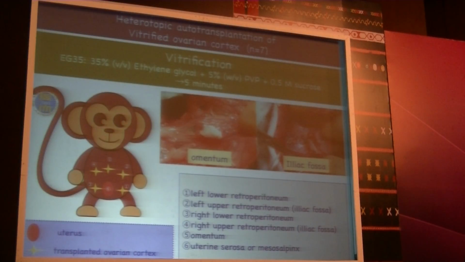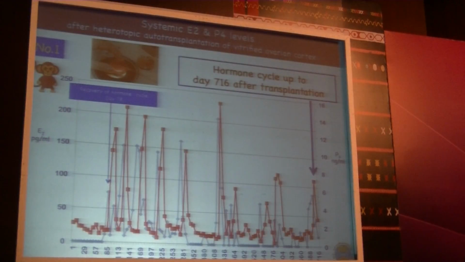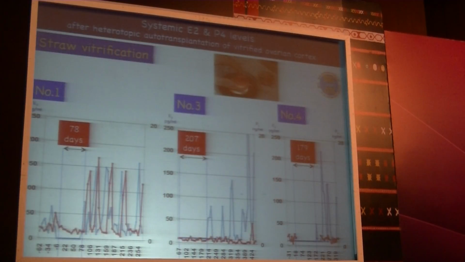Thereafter, we used the vitrification method in 7 cynomolgus monkeys as a preclinical study. This slide shows the result of systemic estrogen and progesterone levels after heterotopic transplantation using the stool vitrification method. The recovery of the hormone cycle was confirmed on day 78, and we could confirm the hormone cycle up to day 716 after transplantation. The hormone cycle was also recovered in the other 2 monkeys by stool vitrification.